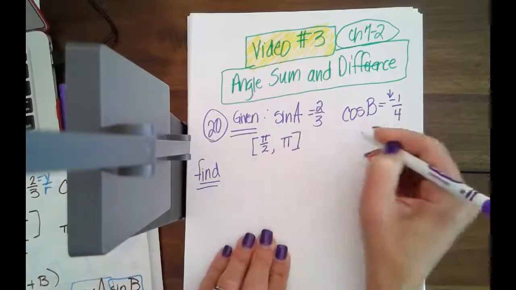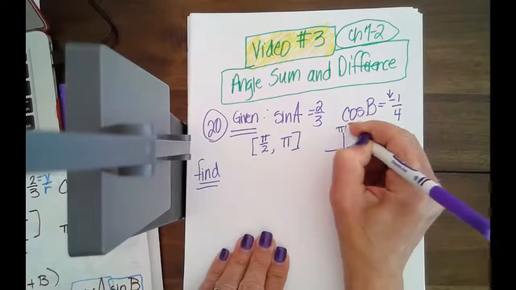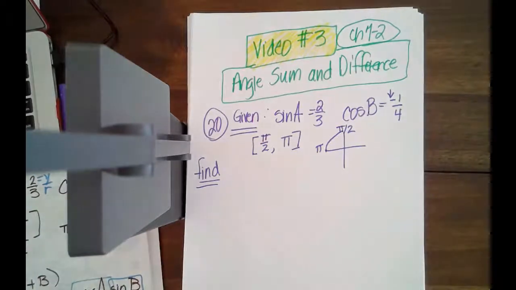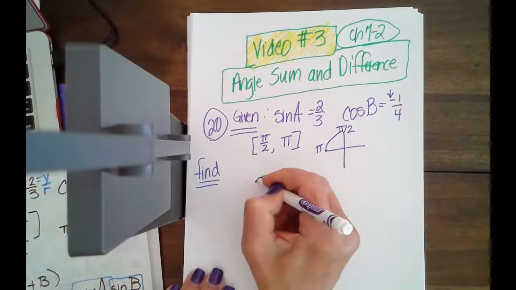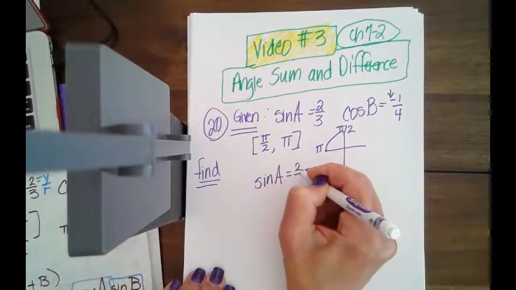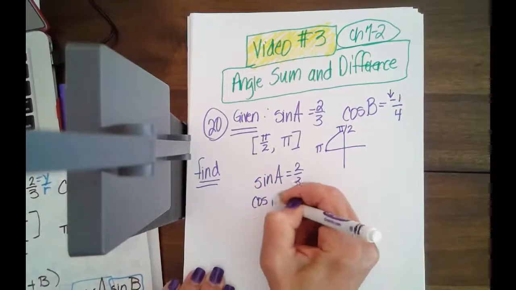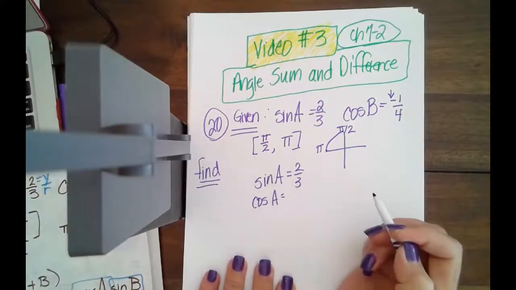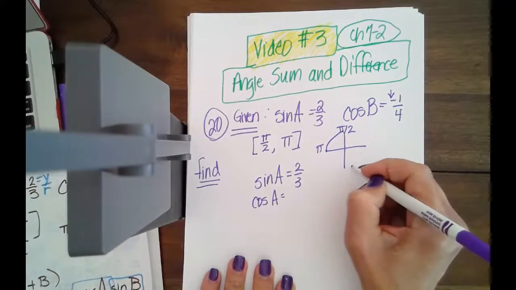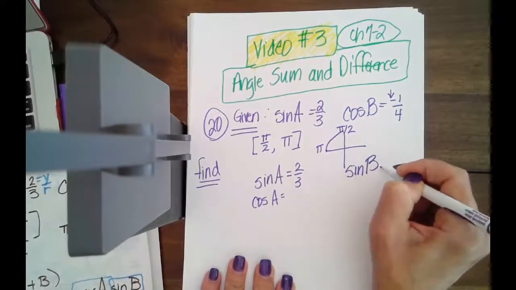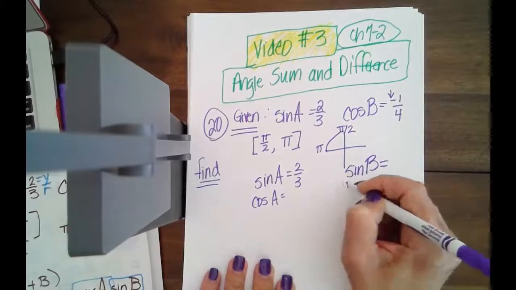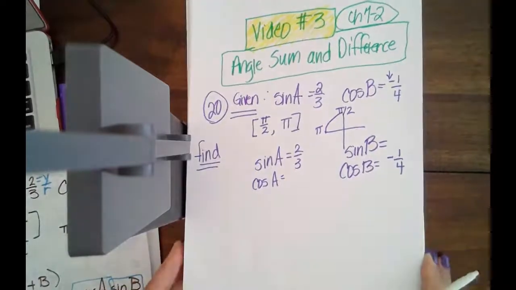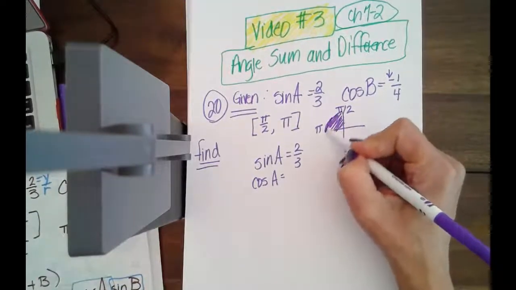So that tells you pi over 2 is here, pi is here. So we're going to be dealing in quadrant 2. Now I'm going to write this again right here. Sine of A is 2/3. We need the cosine of A. We don't have that, but since we're using these sum and difference angles, we're going to need that, so I'm making a little spot for it. Same thing over here. We need the sine of B. We don't know what that is, but we'll find it. And we have the cosine of B equal to -1/4. Any sketching of triangles is going to take place in quadrant 2.